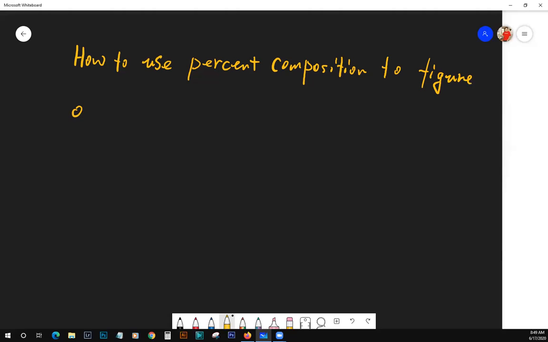Okay, so today we're going to talk about how to use percent composition to figure out the empirical formula.